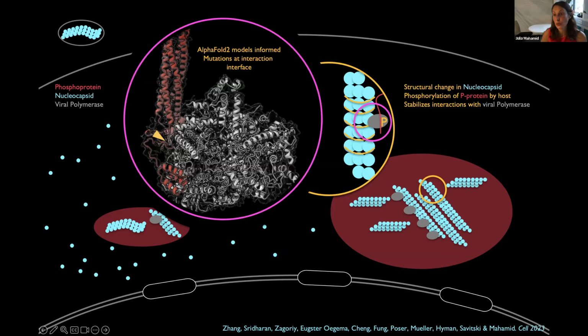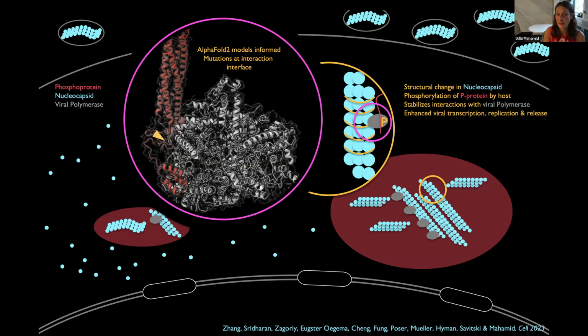And based on this structural modeling, we could design and generate mutants, either phosphomutants or phosphodeficient mutants, that allowed us to experimentally verify that this phosphorylation is indeed a very important component that stabilizes this complex. And eventually, it is the stabilization of this complex, increasing the concentration of the viral polymerase in these condensates, that leads to enhanced viral replication, transcription, but also release of new viruses.